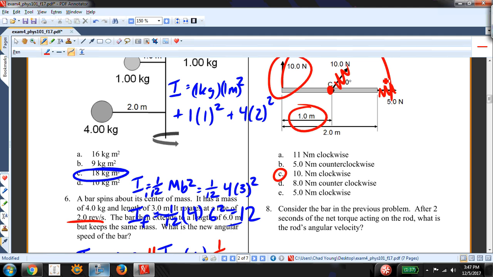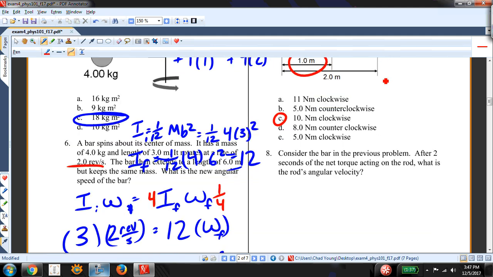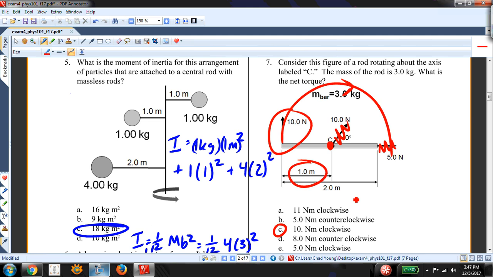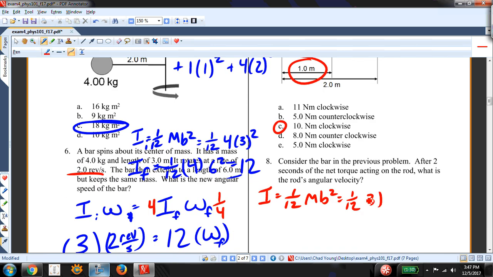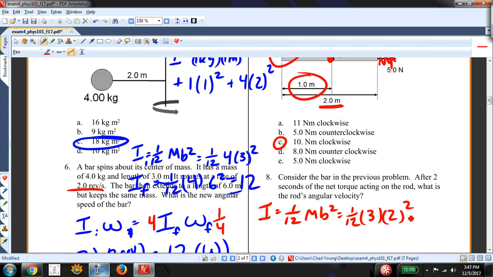Now, I also want to know what is the angular velocity after 2 seconds. Well, first, let's find out what I is. It's 1/12 mv squared. The mass is 3 times 2 squared. 2 is just the length of the rod, B. That's 3 times 4, that's 1 kilogram meter squared.